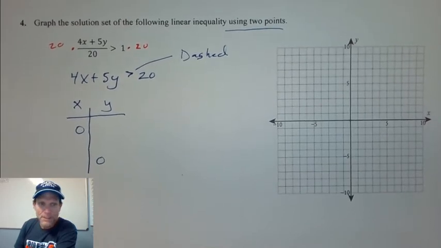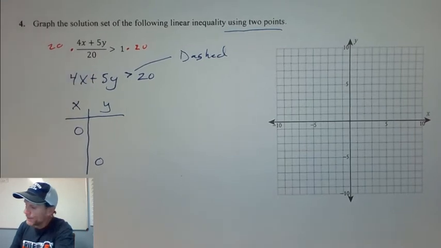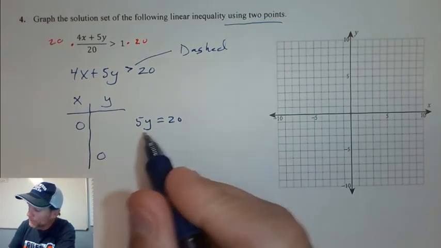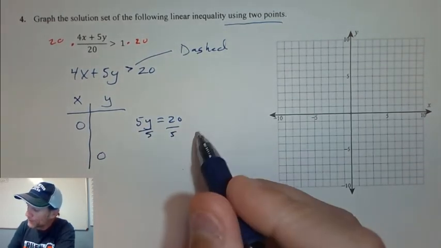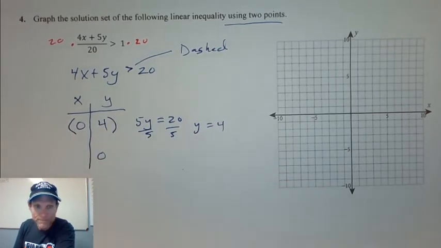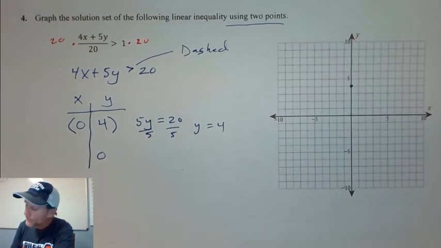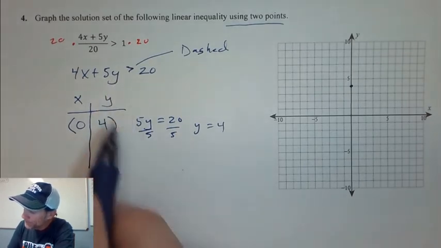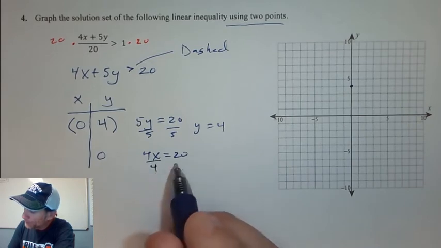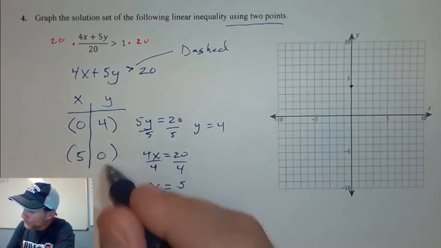So if I put 0 in for x, cover that up with my finger, it says 5y equals 20. Remember, we use the equal sign when we're trying to find the point or the boundary. So we get y equals 4. That's a point, 0, 4. 0, 4 is right here. And then I'm going to put 0 in for y. I can cover this y term up with my finger. I get 4x equals 20. Divide by 4, x equals 5. All right, so 5, 0 is a point.